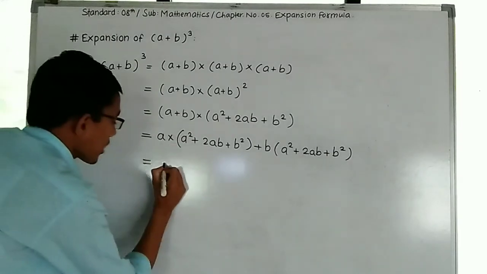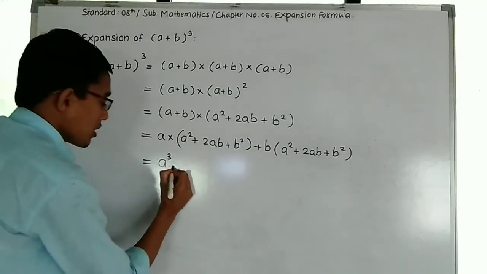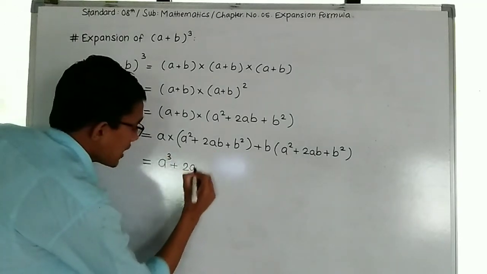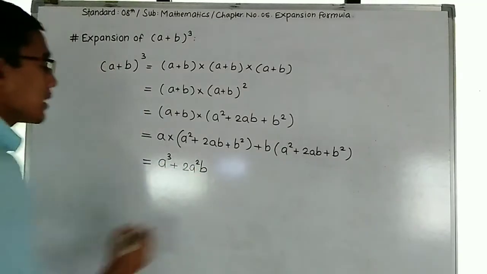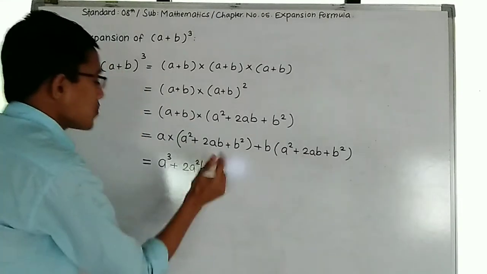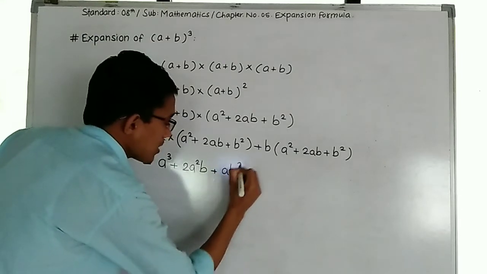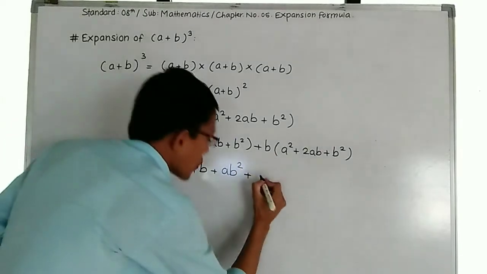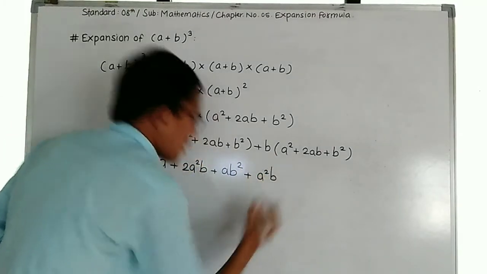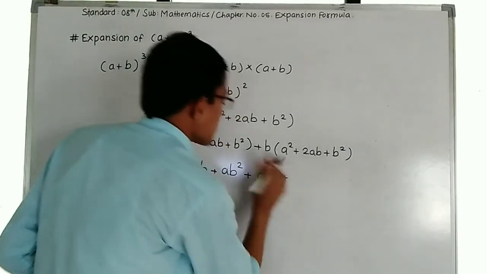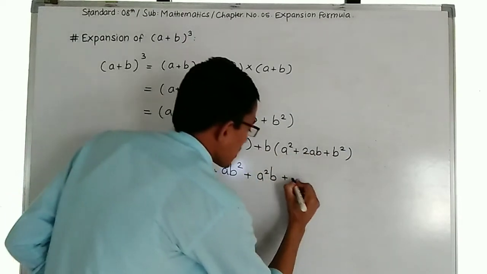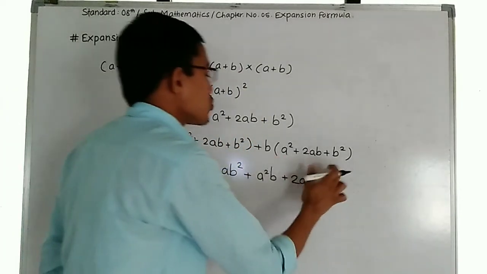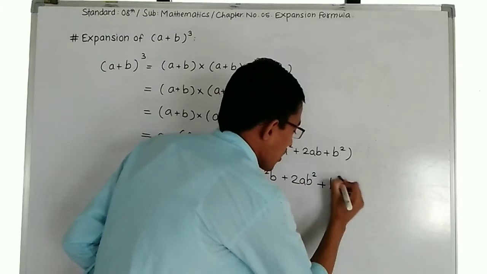a into a^2 gives a^3, plus a into 2ab is 2a^2b, plus a into b^2 is ab^2, plus b into a^2 is a^2b, plus b into 2ab is 2ab^2, and b into b^2 is b^3.